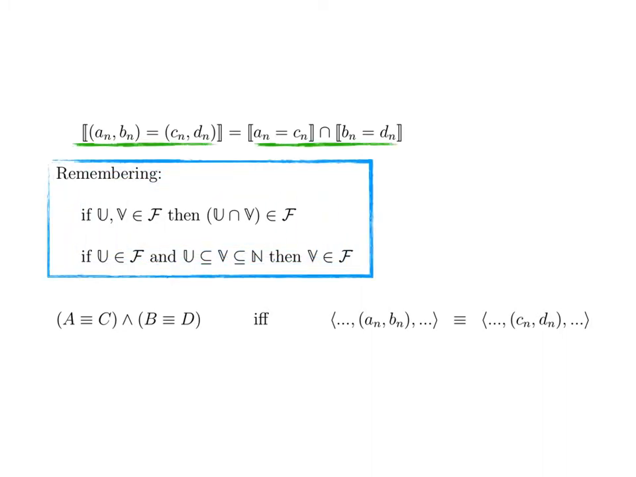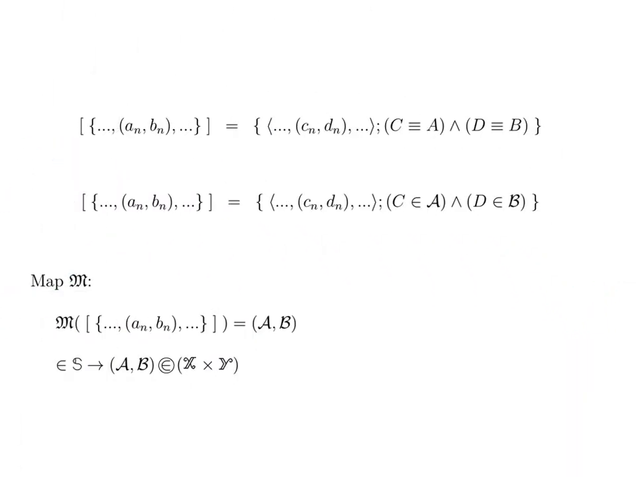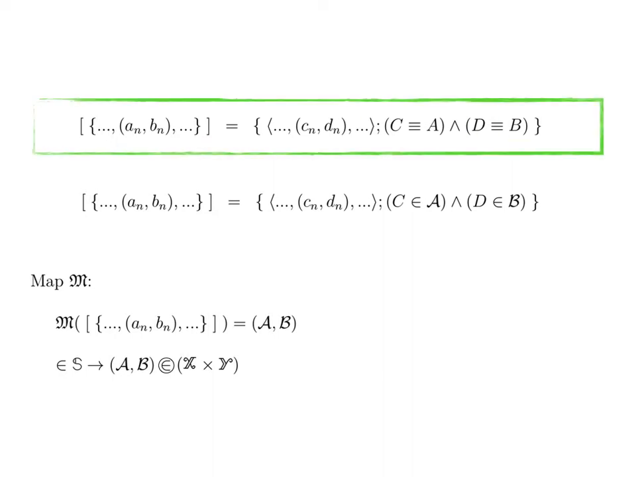Remembering the properties of a filter, we show that the sequence A is equivalent to the sequence C and sequence B is equivalent to sequence D if and only if the sequences of pairs are equivalent. We can write the equivalence class of sequences of pairs, and if we wish we can rewrite it explicitly using the hyperreal numbers A and B.